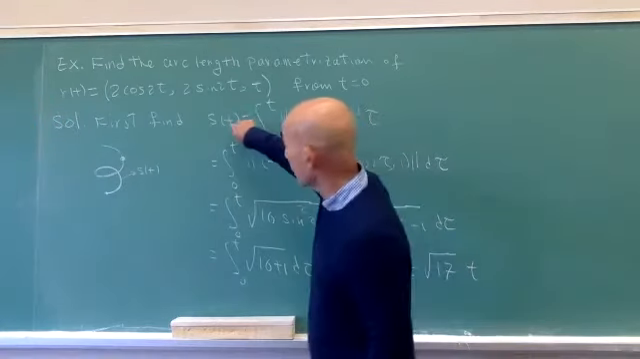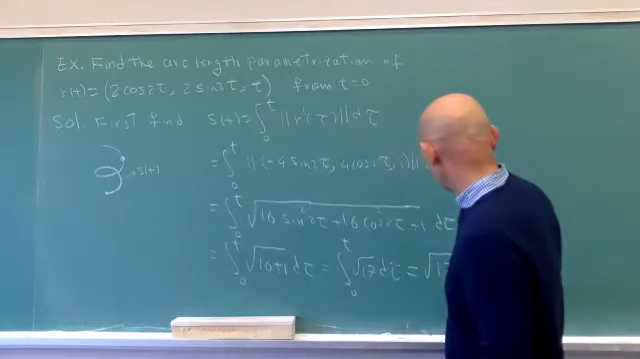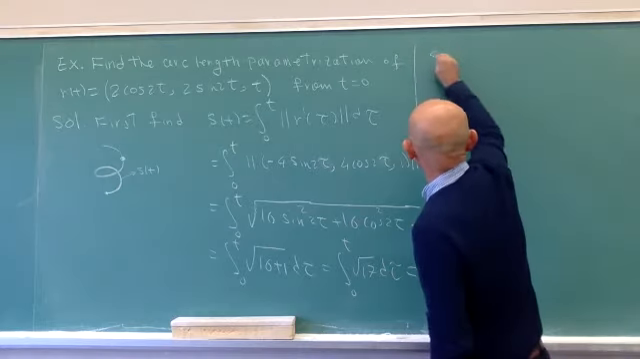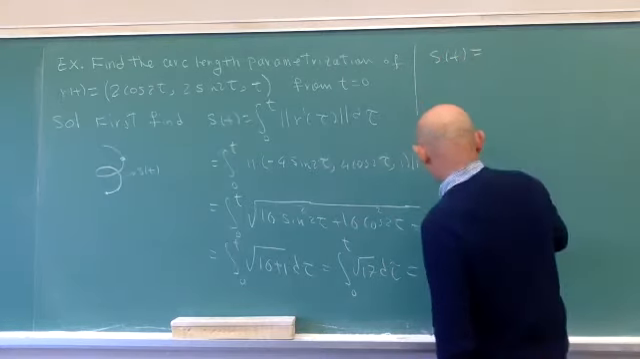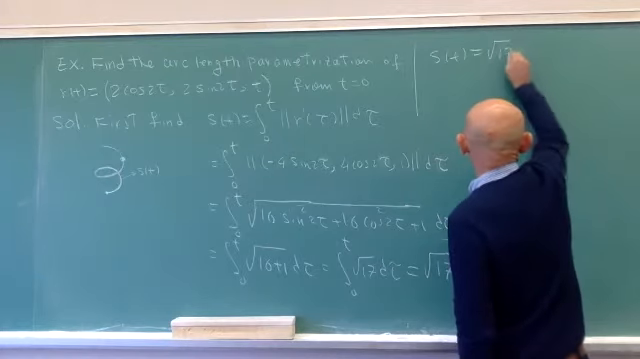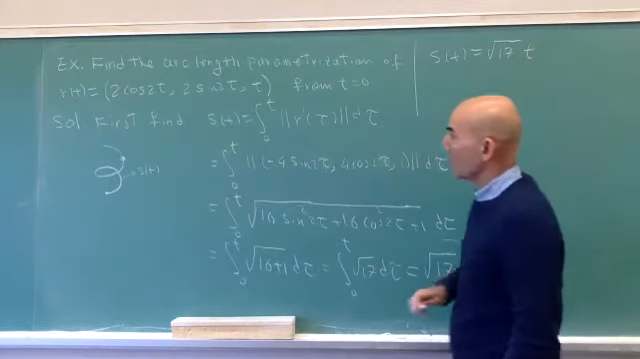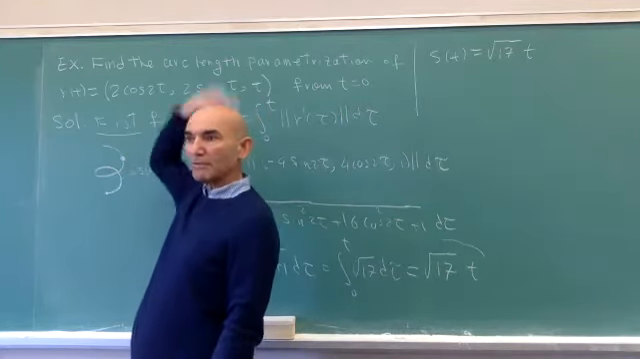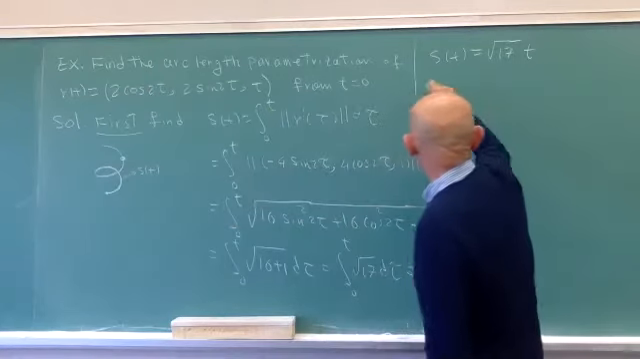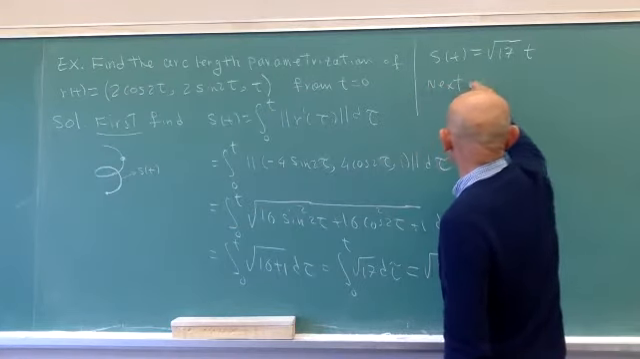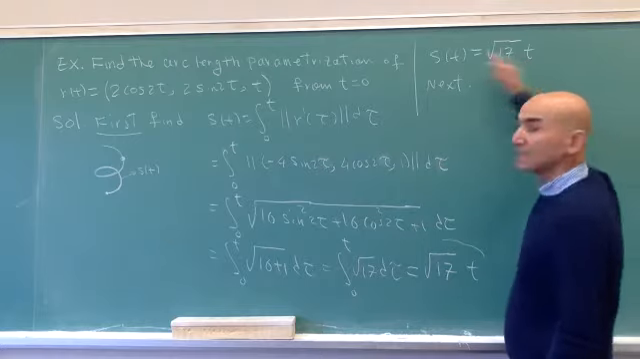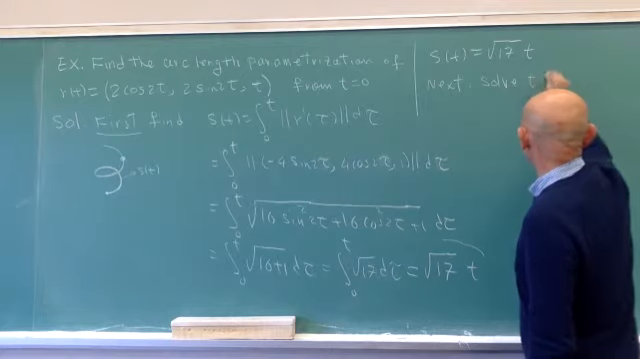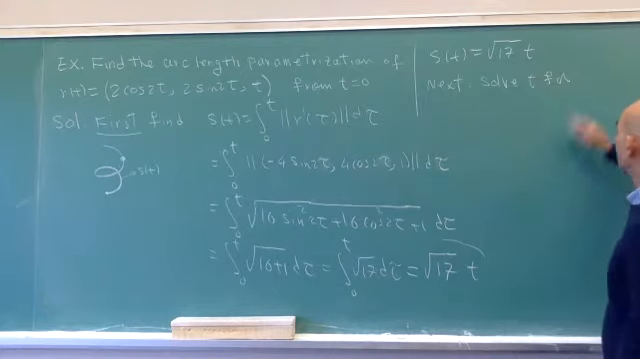Remember, we started from here and we end up here. So this is what we have got: s of t is equal to root 17 times t. Okay, so this was the first step. The next step is to find the inverse function. So we have to find t in terms of s.